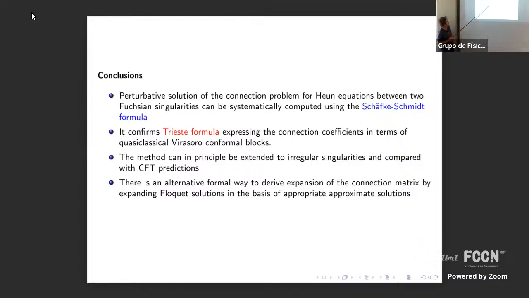Okay, so now I come to the conclusion. The perturbative solution of the connection problem for Heun equations, and by Heun equations, I mean Heun and many of its confluent versions going all the way to Mathieu, can be solved systematically using this Schafke-Schmidt approach. So this is a rigorous approach, which confirms the Trieste formula expressing this solution of the connection problem in terms of quasi-classical Virasoro conformal blocks. And there is an alternative, even simpler way, although a bit formal, to derive the same expansion by expanding Floquet solutions in the basis of appropriate parametrices or approximate solutions of our differential equation. So that's it. Thank you very much.